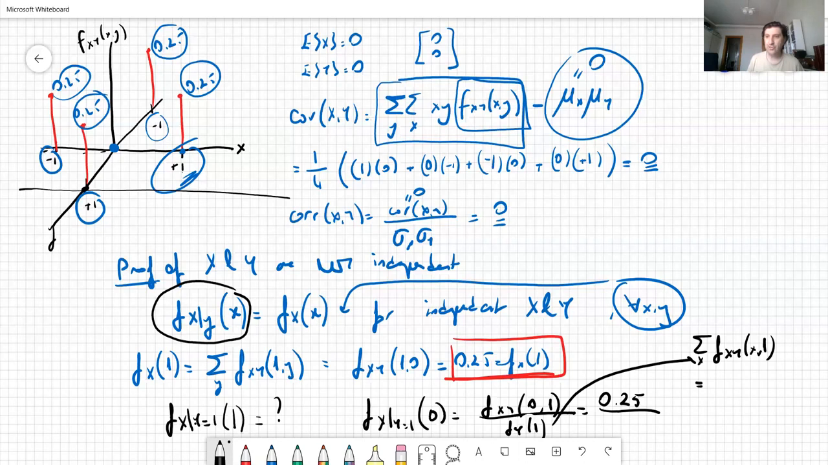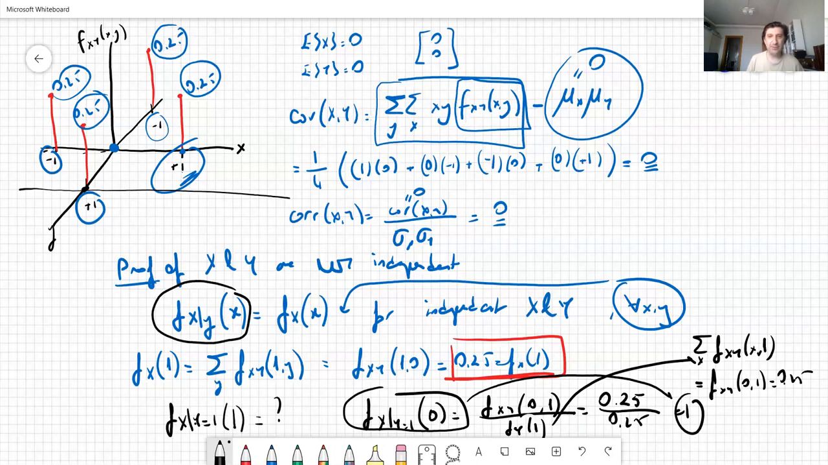Since there is only one element here, where x is equal to 0, this is going to be equal to f_XY(0, 1), therefore 0.25 divided by 0.25, which is equal to 1. Since this probability is equal to 1, it means that the other probability is equal to 0, because this exhausts all the probability, since probability can be at most equal to 1. So when y is equal to 1, since x equal to 0 has probability 1, then x equal to 1 has probability 0. So this actually finishes the proof.